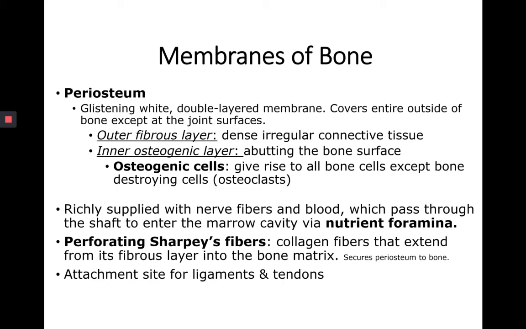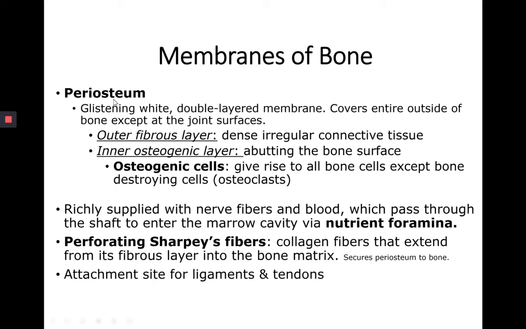They're going to give rise to all the bone cells like osteoblasts and osteocytes, except for osteoclasts, which do not arise from the same type of cell as osteogenic cells or even most connective tissue cells. Osteoclasts actually come from the hematopoietic stem cell.